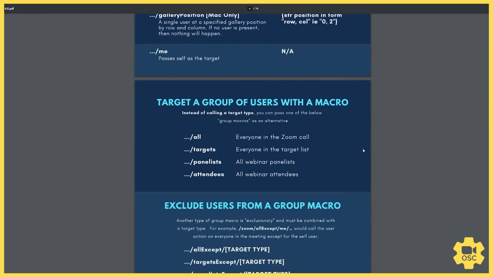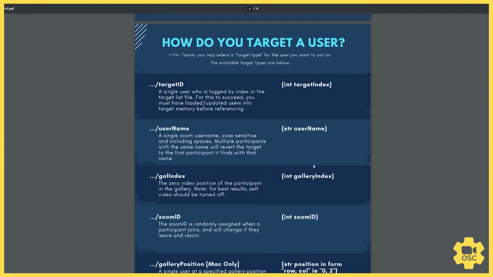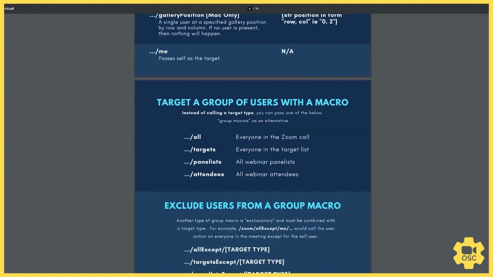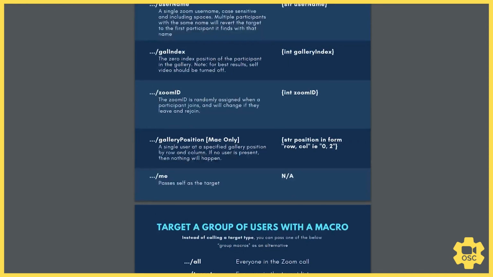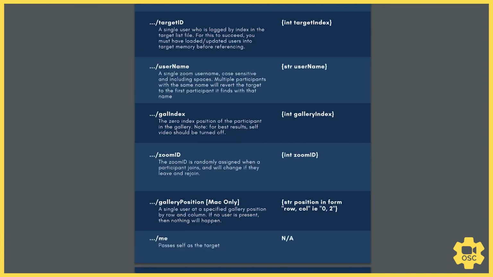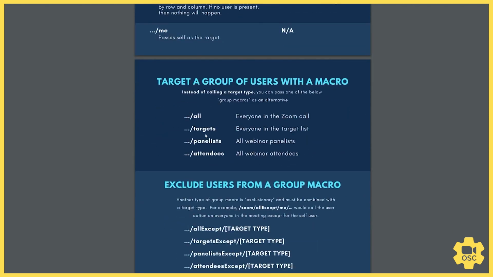Now, instead of doing any of these options, we have a couple of other ways that you can build. So over here, we're talking about groups. If you want to call an action like chat on a bunch of people, instead of building out a bunch of commands that were just all the usernames of the people in the call and then calling chat on each of them individually, we give you a couple of what we call macros, or ways of repeating a command to a set of people.